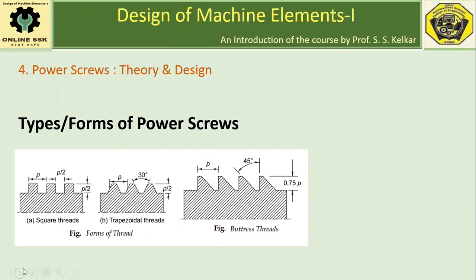The second type of power screw is the metric trapezoidal thread, or Acme thread. Metric and Acme threads look alike. The only difference between the two is that instead of the 30 degree thread angle of the metric thread, for Acme threads the angle is 29 degrees. Buttress threads are sometimes used where unidirectional force is applied on the threads, and its proportions are as shown in the figure.